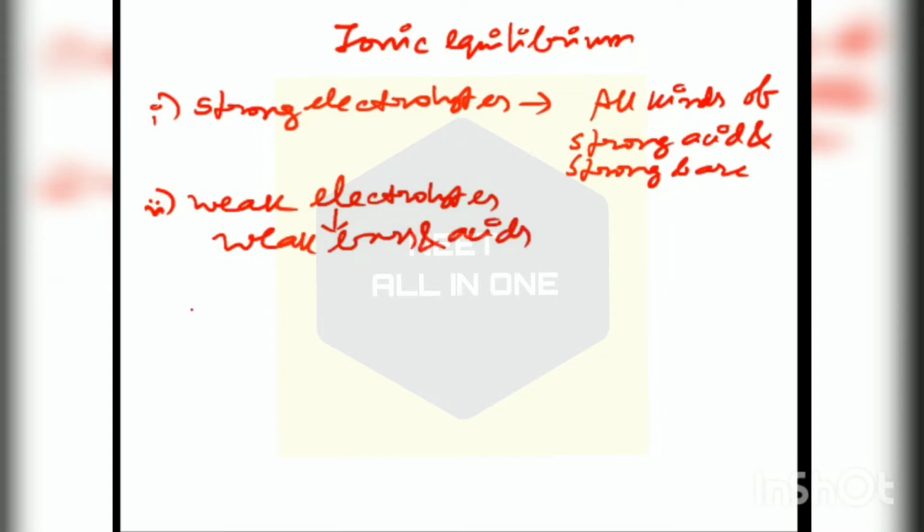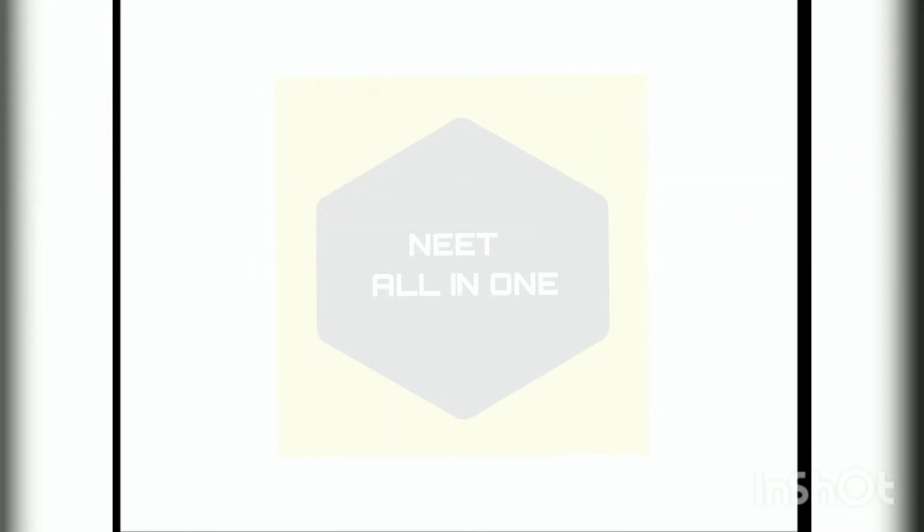So let's see some acid base theory, that what is acid, what is base, we have to know that. In acid base theory, first comes our Arrhenius theory. So what does this Arrhenius theory say? Those substances which furnish H plus ion in aqueous medium are known as acid, and those substances which furnish OH minus ion in aqueous medium are known as base.